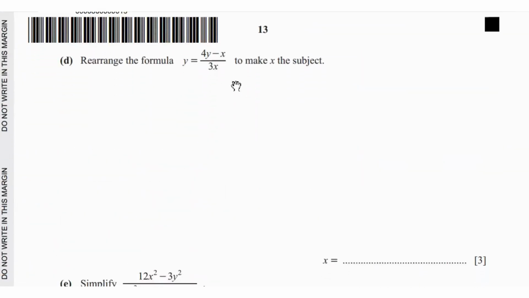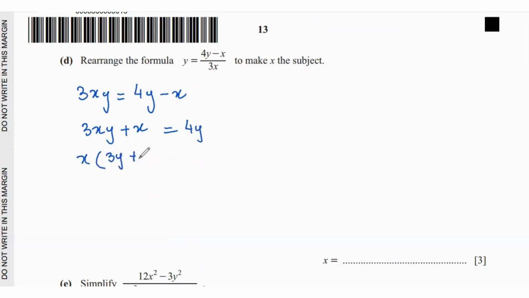Then rearrange the formula y equals to 4y minus x over 3x to make x the subject. So let's begin with cross multiplying and getting rid of the fraction. It's going to be 3xy equals to 4y minus x. Collect all of the terms with x on one side. So 3xy plus x equals to 4y. Take x common. x times 3y plus 1 equals to 4y.